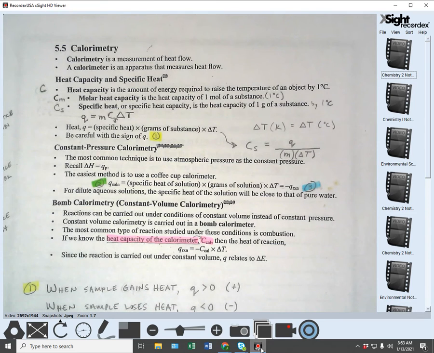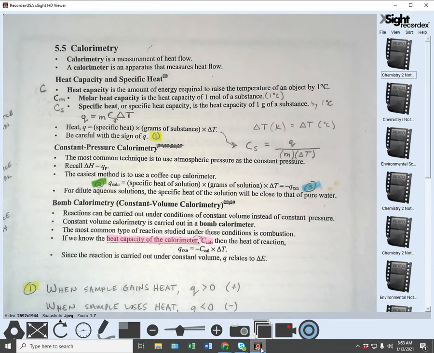All right. Hello, everyone. So today I'm going to do the video lecture on our section 5.5, calorimetry. Again, a decent amount of stuff in this thermochem chapter.